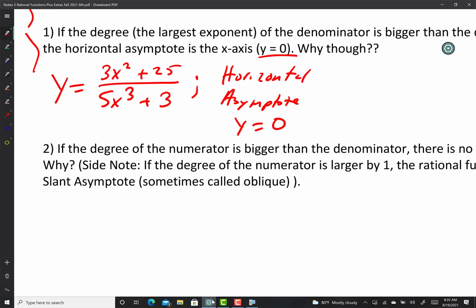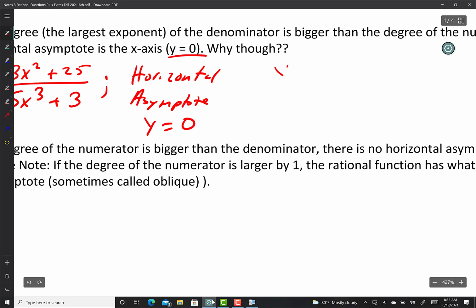Yes, miss. Well, the denominator is bigger than the numerator, right? So don't worry. Is it the safe space, guys?